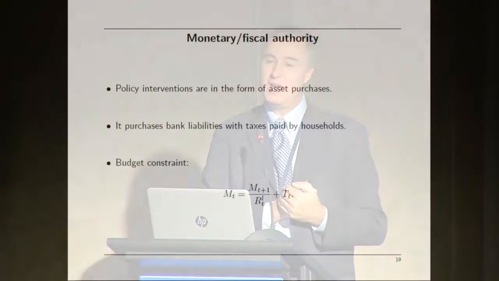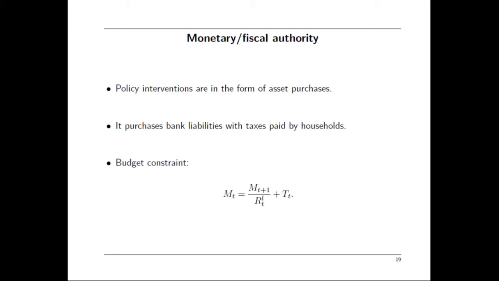Typically this happens with fiat money, right? So you inject liquidity. Here, because I abstract from fiat money, essentially those purchases are backed by taxes. This is essentially the budget constraint. So here M represents how much of the liabilities that banks have issued are really held by this monetary fiscal authority.